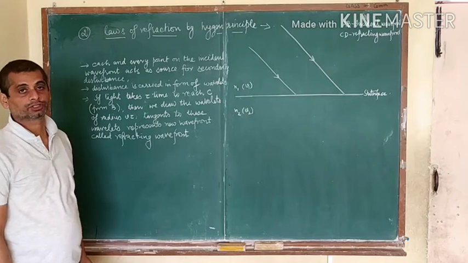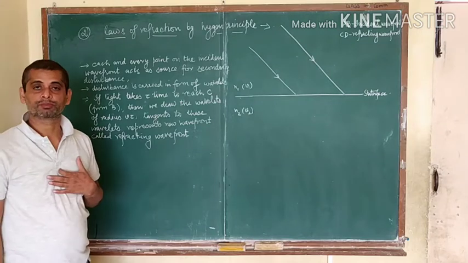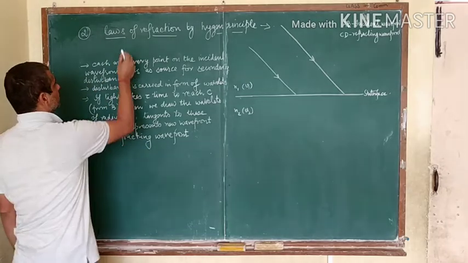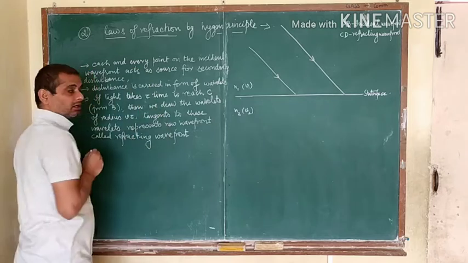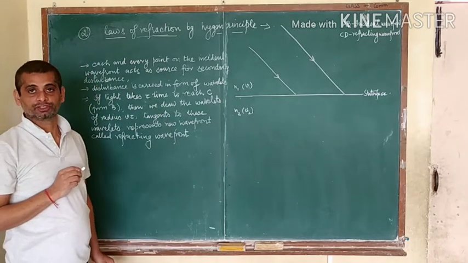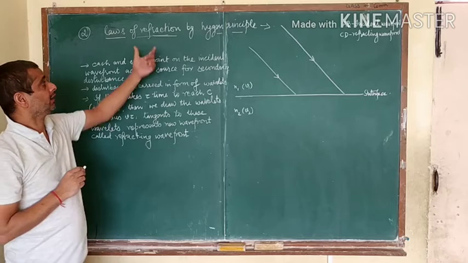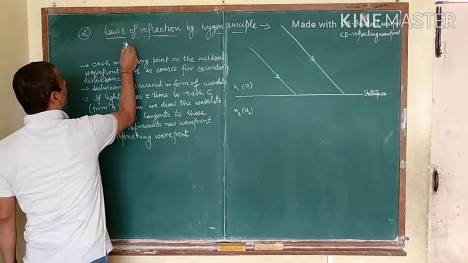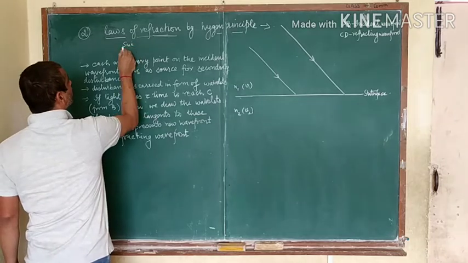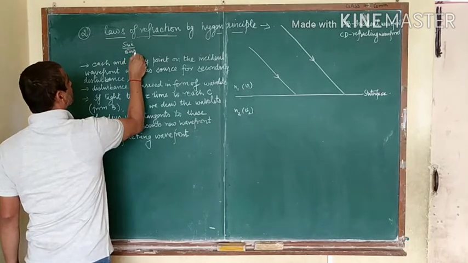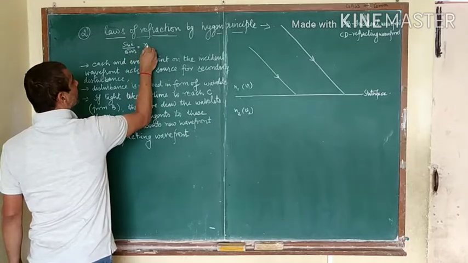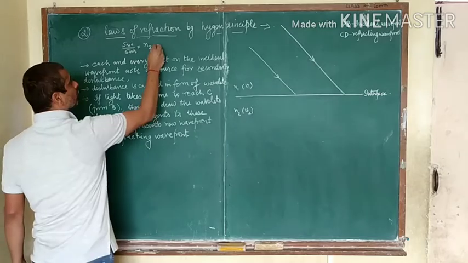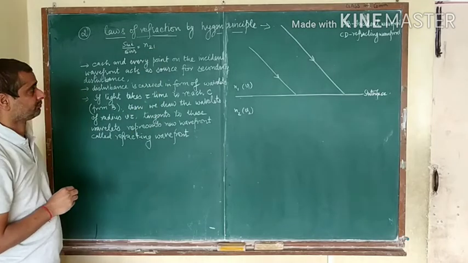In this video, we will discuss the second application of Huygens principle, that is laws of refraction. We know that the laws of refraction are: first, the incident ray, normal and refracted ray all lie in the same plane, and the sine of the angle of incidence to the sine of the angle of refraction is equal to the relative refractive index of the medium to which it goes with respect to the medium from where it has come.